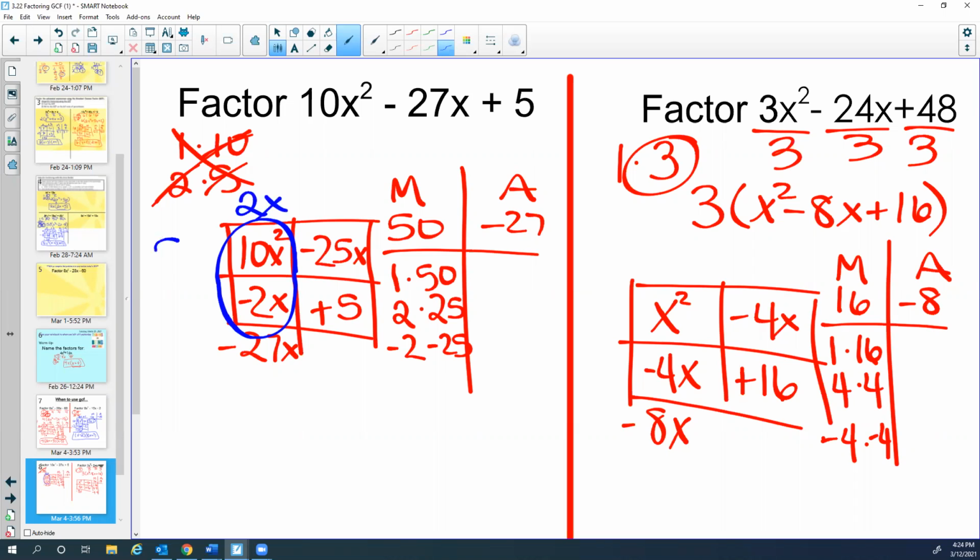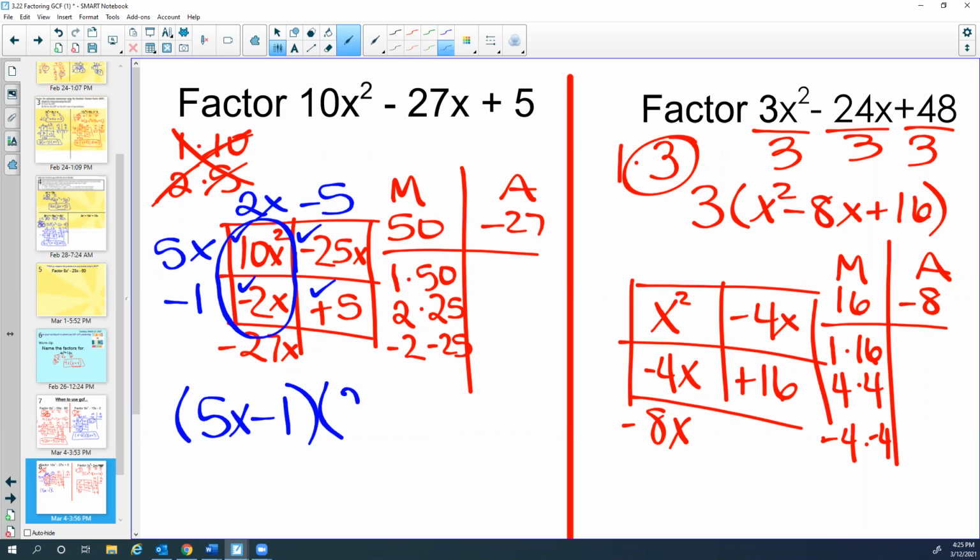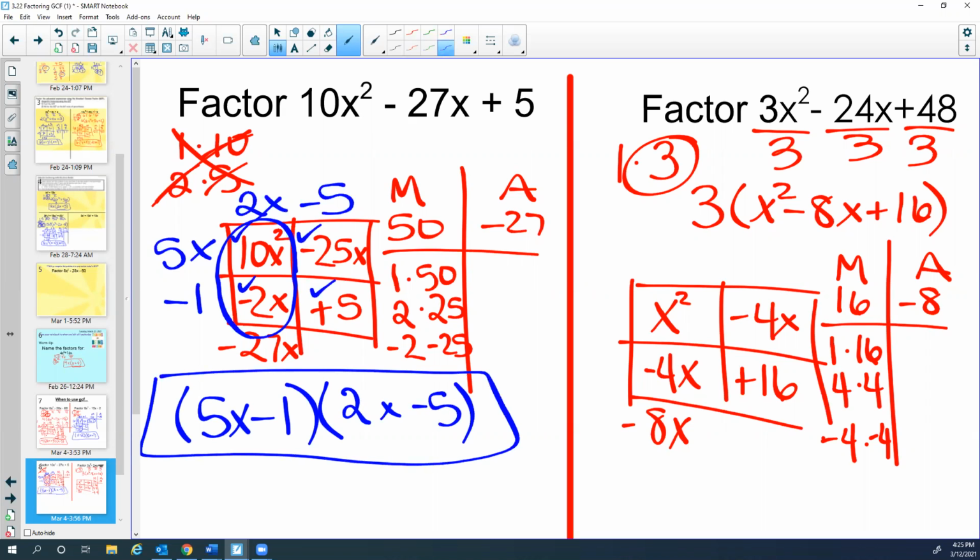Well, 2x times 5x is what gives me 10x squared. 5x times negative 5 is what gives me negative 25x. 2x times negative 1 is what gives me negative 2x. And negative 5 times negative 1 is positive 5. All right, now that I have my outsides, I can go ahead and write my final answer. You need to make sure that you are writing that final answer just as you see me doing here. 2x minus 5, and there's our factored form and our final answer.